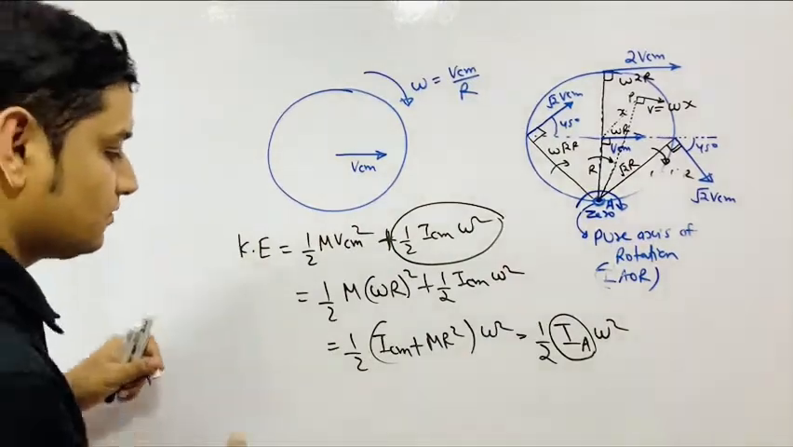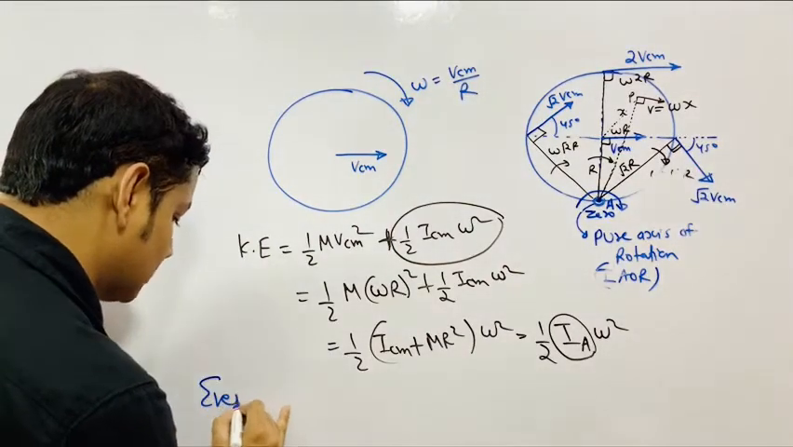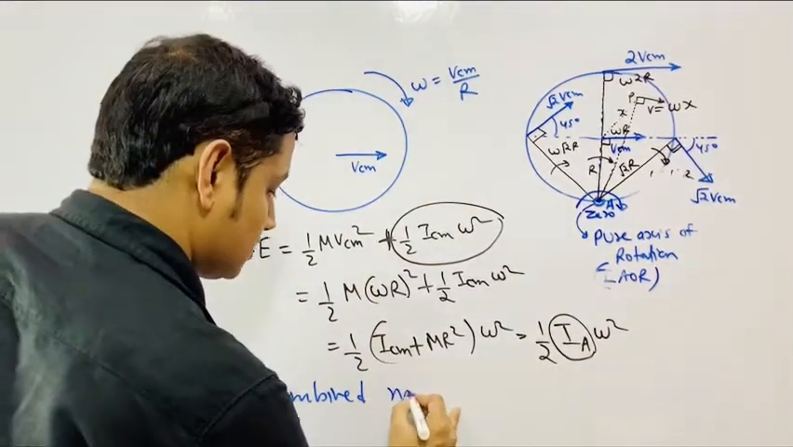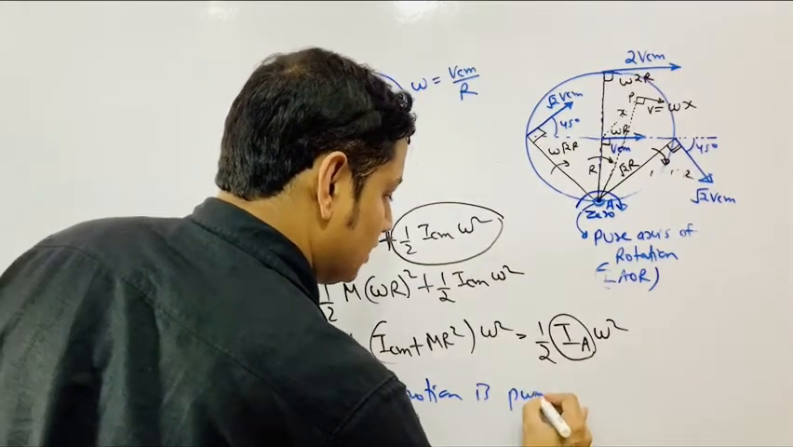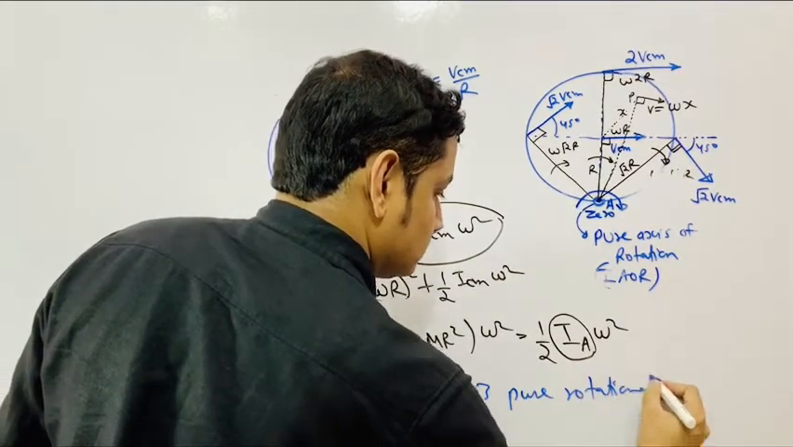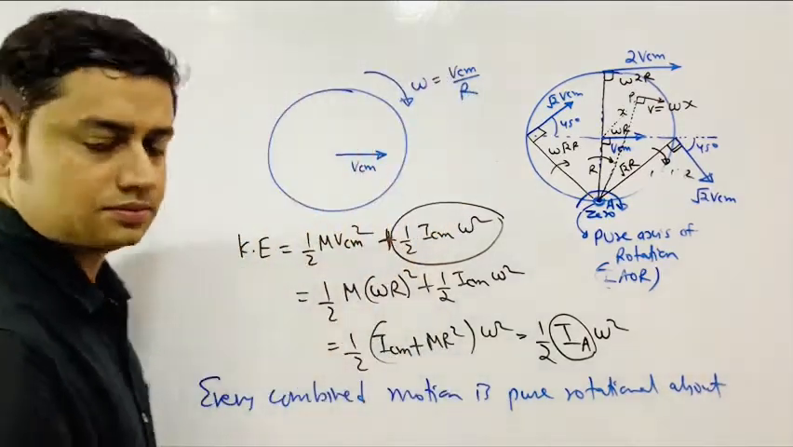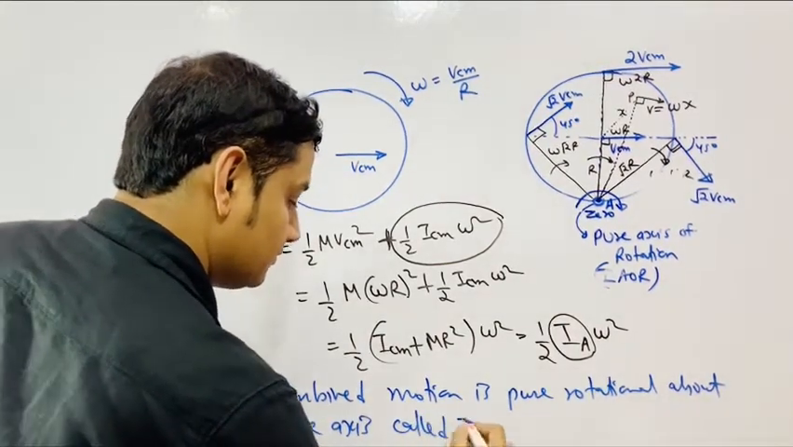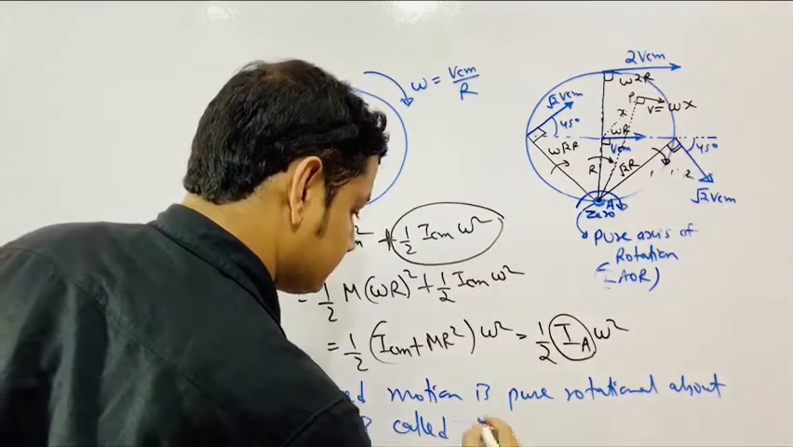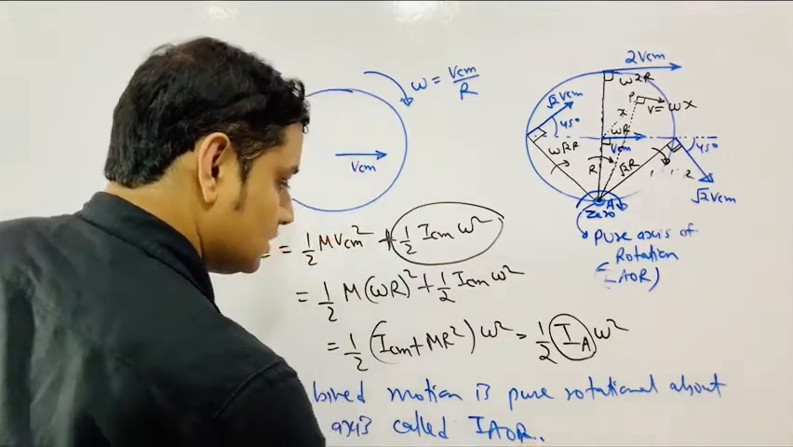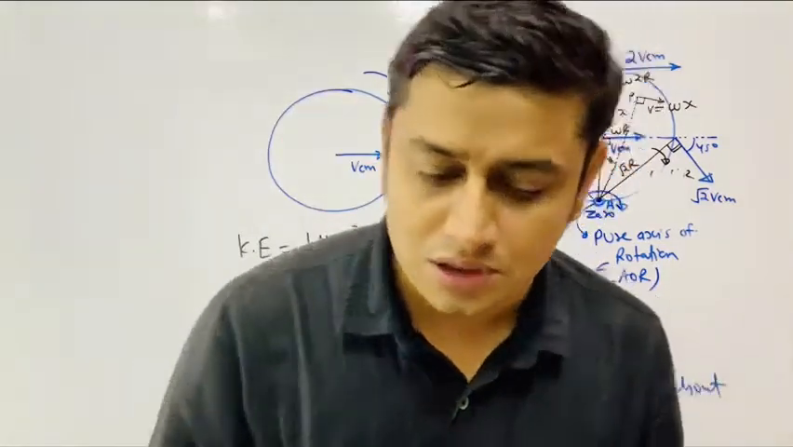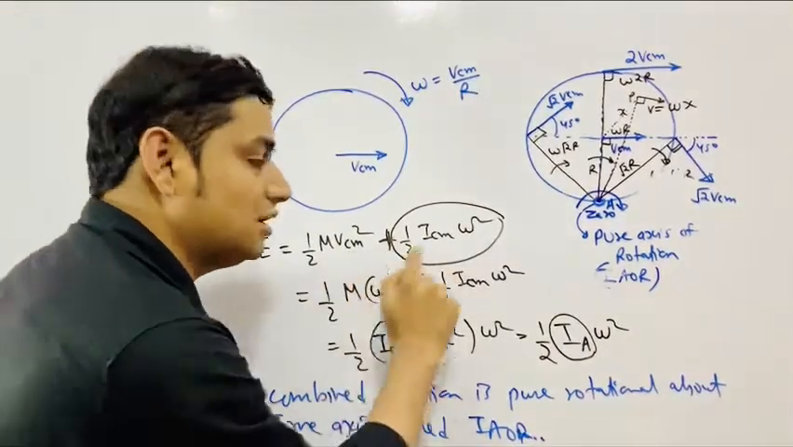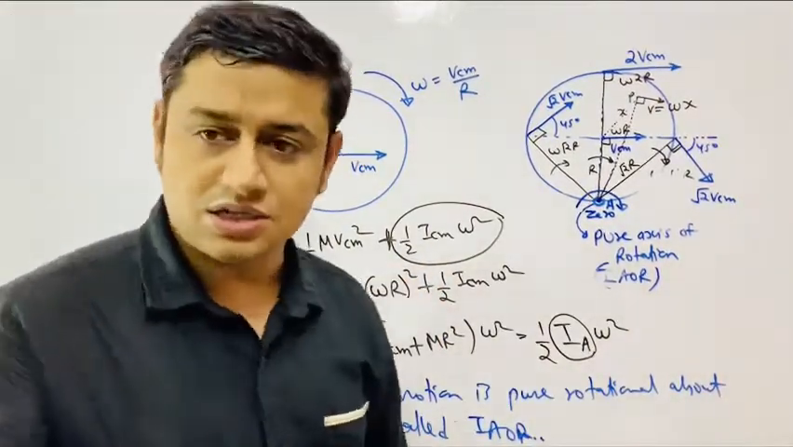My first statement would be: every combined translational and rotational motion is purely rotational about some axis called IAOR, and you can solve easily once you have a purely rotational motion. Only one quantity, omega, is required to solve it. Here you require two variables, VCM and omega. Here omega is sufficient. Let us see how.